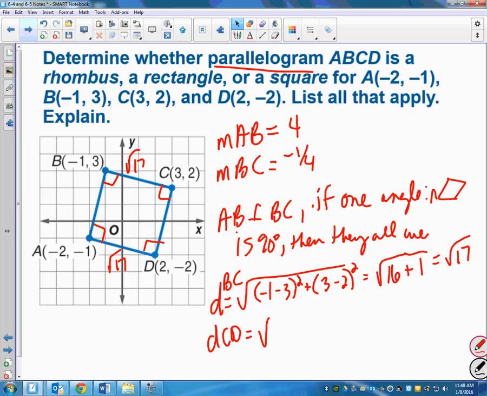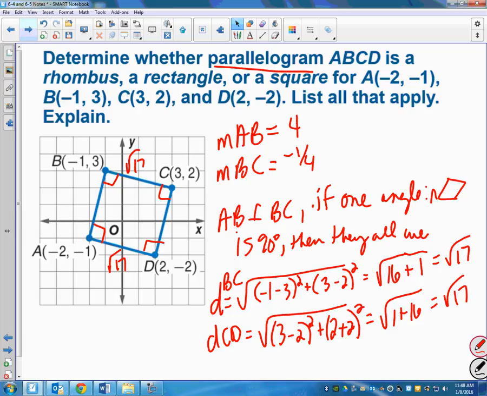I always just write that down next to it so I know what I'm doing here. And I'm going to say 3 minus 2 squared plus 2 minus negative 2 squared. And I think I'm going to get the same answer. So I'm going to get the square root of 1 plus 16, which is the square root of 17.